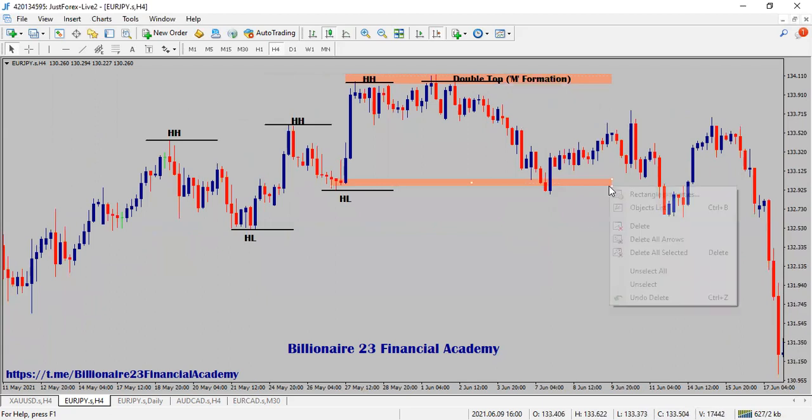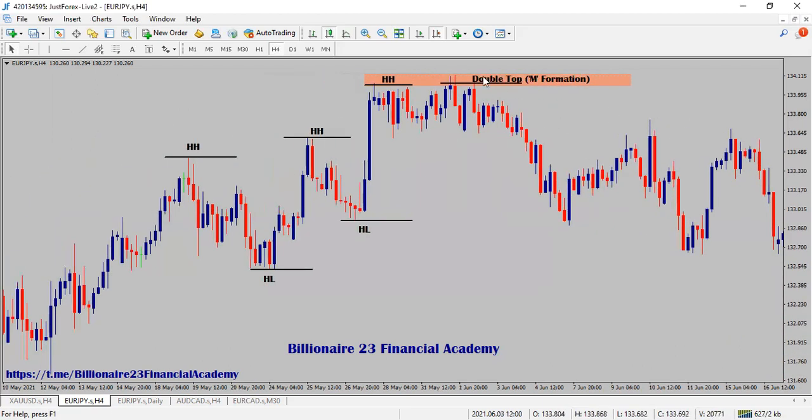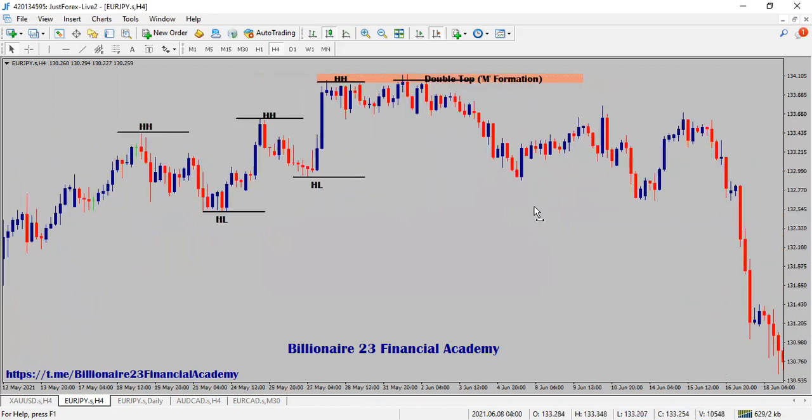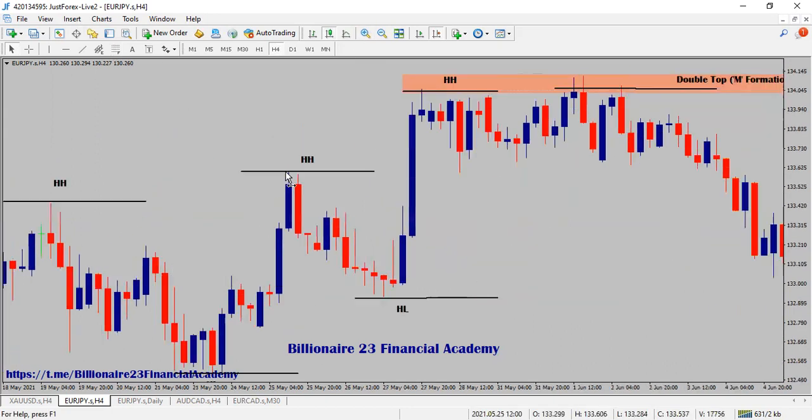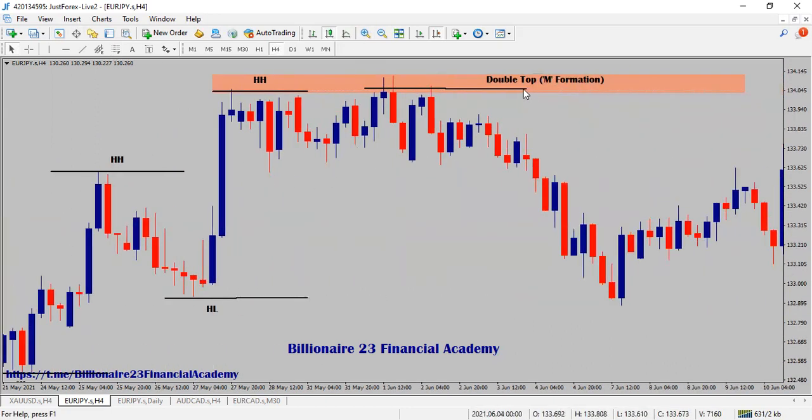So let me show you where the fib comes in. If we missed our entry, or if you could not sell at the double top, but then price reversed and told you that the trend is changing, what you would do is plot your fib from the highest point to the lowest point, or from the highest spike to the lowest spike. An example of this would be here. Where is the highest wick, or the highest spike? It would be this one.